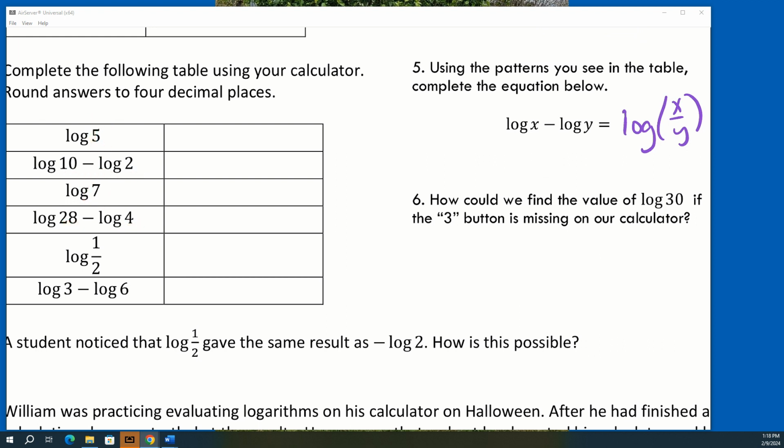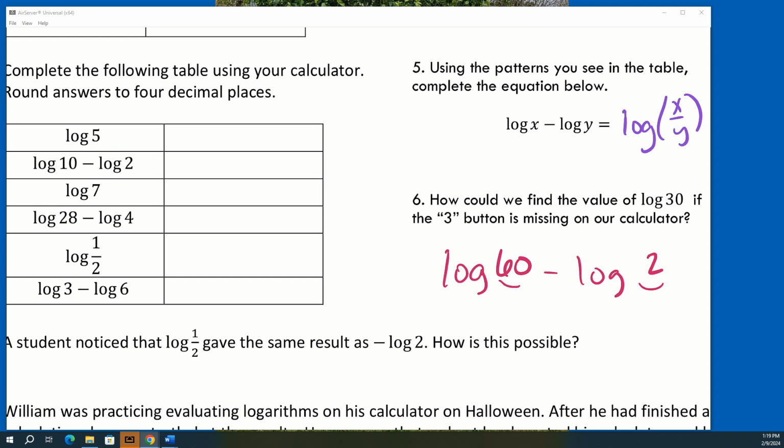Okay, so we're going to do the same thing with 30. We want to find log of 30. This time, we're going to subtract two logarithms to get it, and we aren't going to be able to type a 3. 60 and 2 is a good one. There's more than one that you could use, but it's a good one.